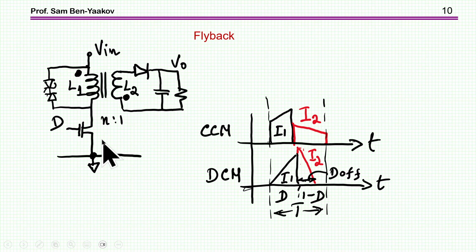I'm showing here the flyback. We have the two inductors. This is a coupled inductor, the coupling between them. And then we have here the clamp, which is just for arresting the high voltage peak that will be due to the leakage inductance. This is not really part of the operation of the flyback, but rather a parasitic effect.